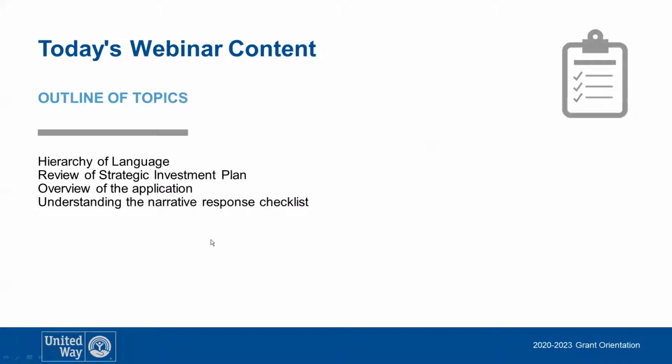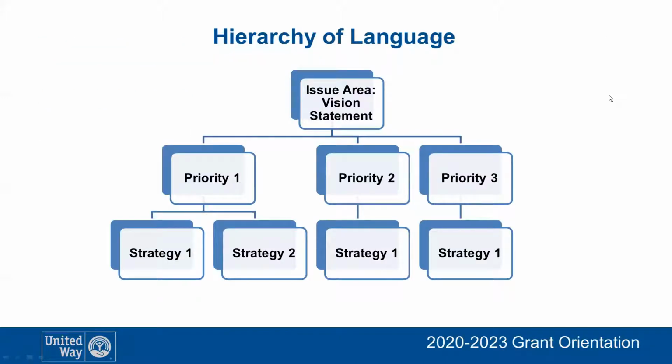So today, though, as we talked about, we'll be going over the application and narrative response checklist, but to get us started, we do want to review the hierarchy of language and review the strategic investment plan. So the hierarchy of language: our issue areas are, of course, basic needs, education, financial stability, and health. They each have a vision statement. These vision statements really help encapsulate the work that they are trying to achieve within their areas.